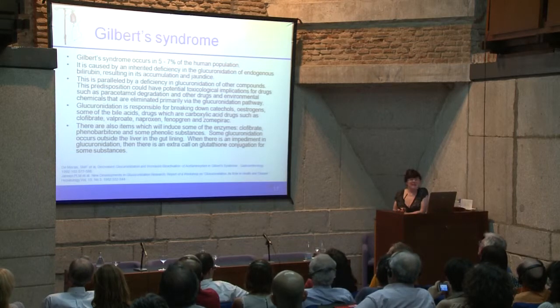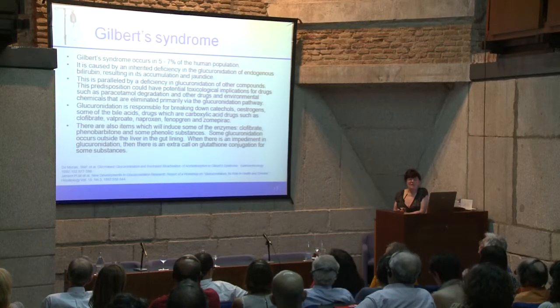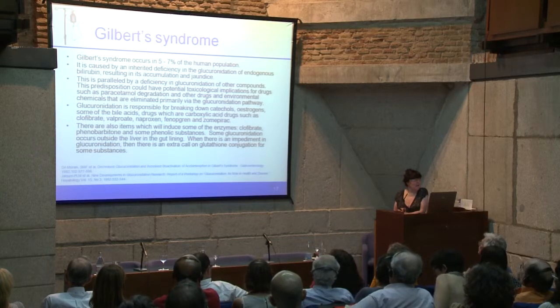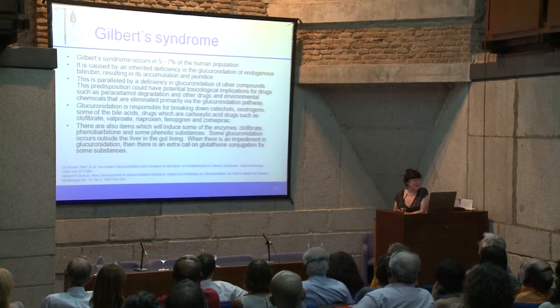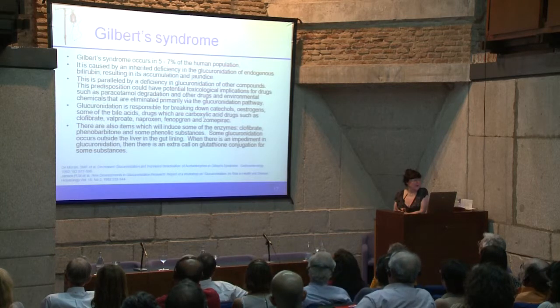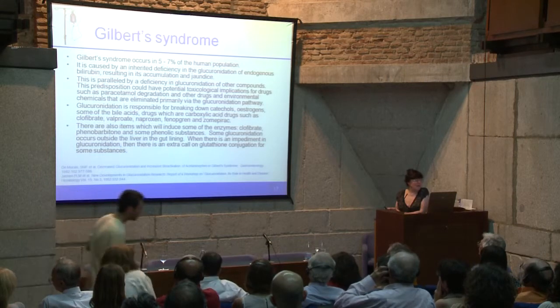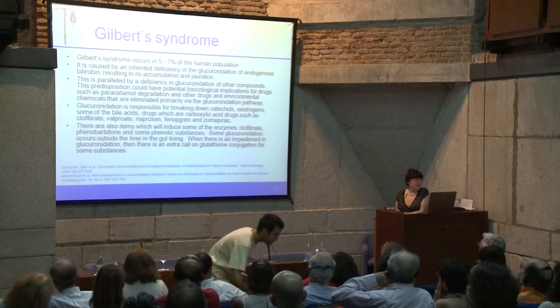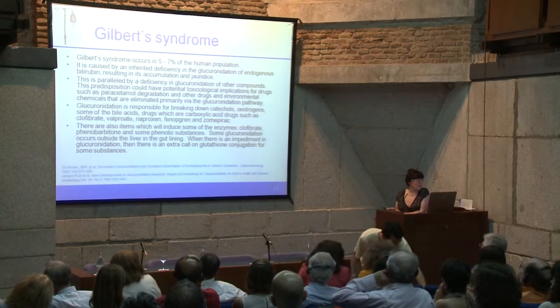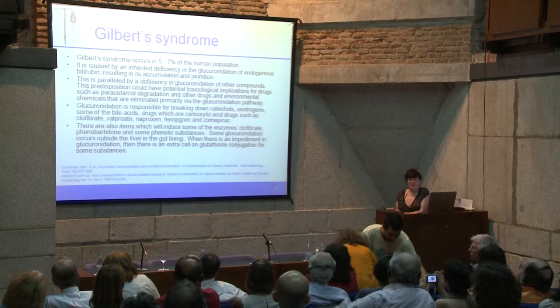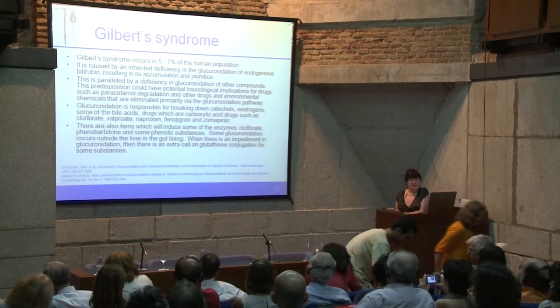Gilbert syndrome occurs in 5 to 7% of the population. So it's something that's very common, and it's something we see all the time. Our patients then will have a problem in glucuronidation, and particularly of endogenous substance, endogenous bilirubin, which results in its accumulation and jaundice. And this is paralleled by a deficiency of glucuronidation of other compounds, which has quite a lot of toxicological implications.